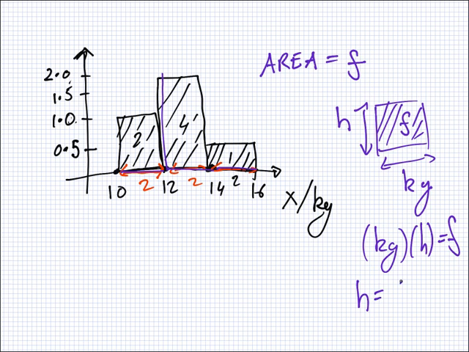It's like a density, isn't it? It's like a frequency per kg. So it's a little bit like a density. And the units here would be frequency per kilogram, technically. It's how many of the thing you have per kilogram.